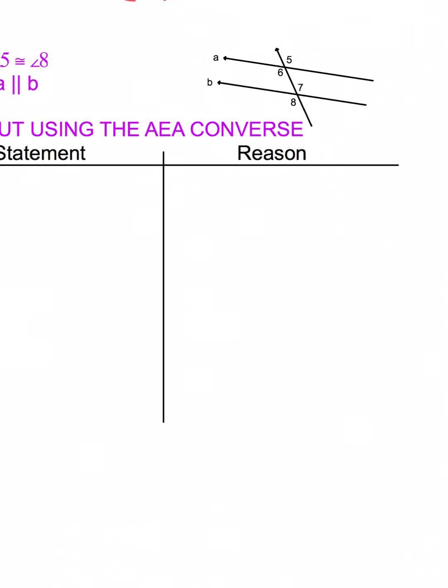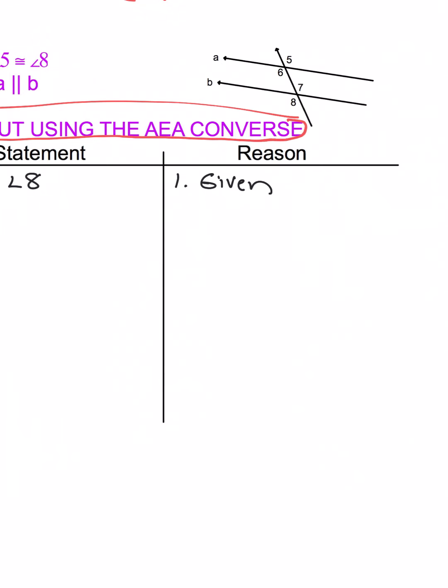Okay, so we're going to go ahead and give another one of these a try. So just like last time, let's set up our proof. We're given that angle 5 is congruent to angle 8. And again, our goal is to prove that we have parallel lines. Specifically, they're A and B that we're trying to prove are parallel. And again, we aren't allowed to use certain things. Specifically in this one, it says we cannot use the alternate exterior angle converse. Okay, so that means nowhere over here can we use AEA.